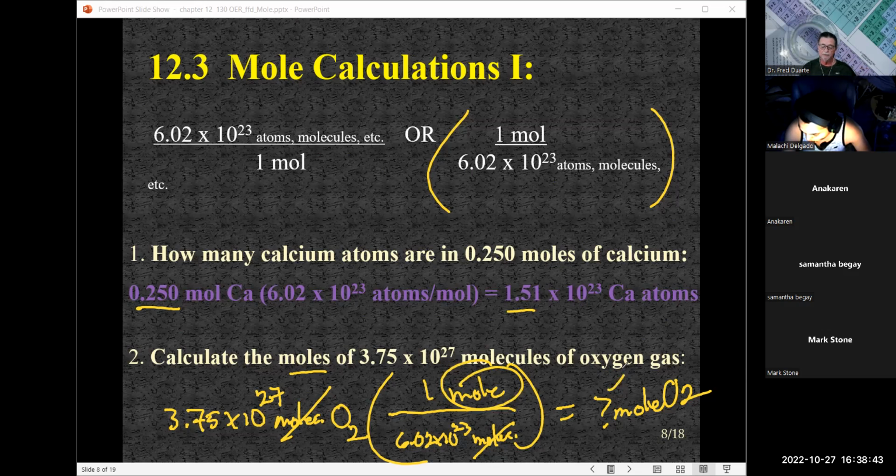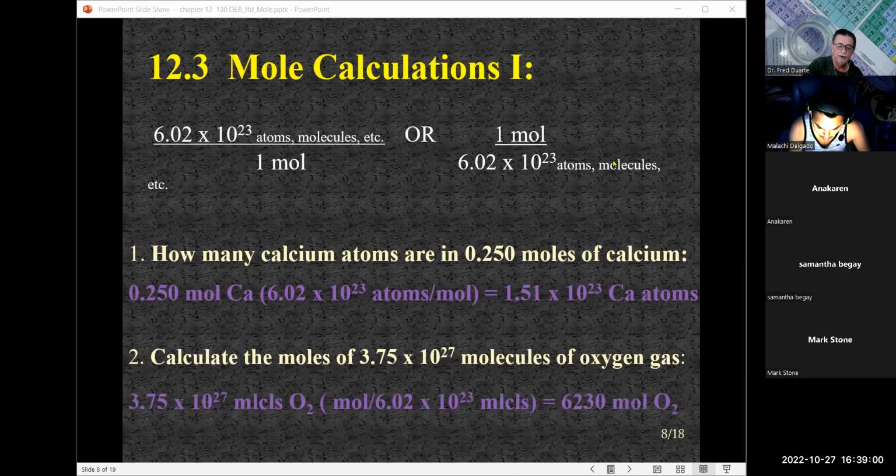And so now you've got to remember how to use your calculator's scientific notation. So you take 3.75 times 10 to the 27 divided by 6.02 times 10 to the 23rd. Then you do the math and you end up with 6,230 molecules. Excuse me, moles. So 3.75 times 10 to the 27 molecules of oxygen corresponds to a little bit over 6,230 moles of oxygen. Quite a bit. Okay.